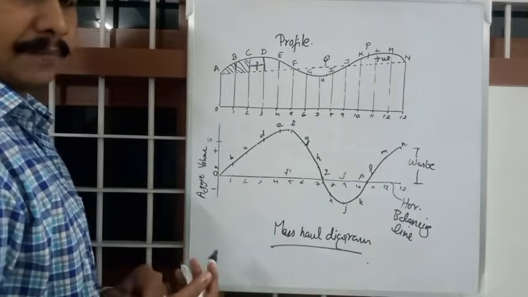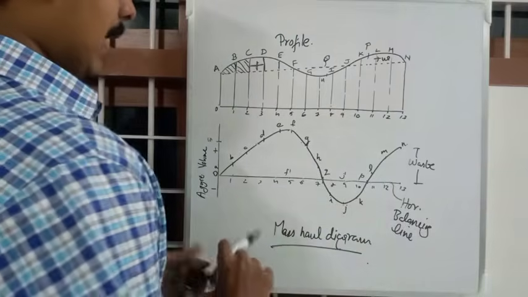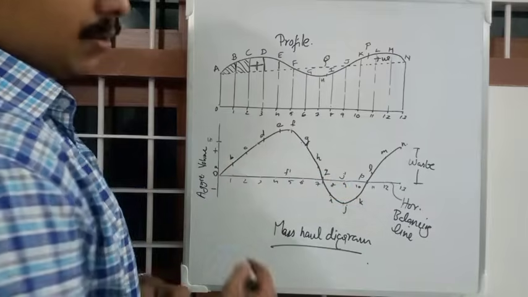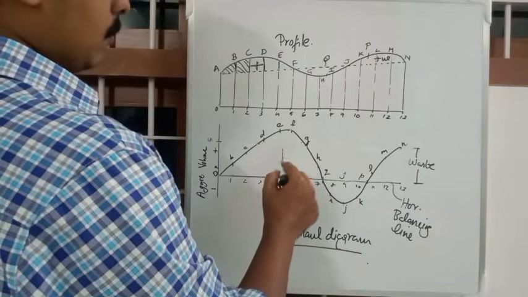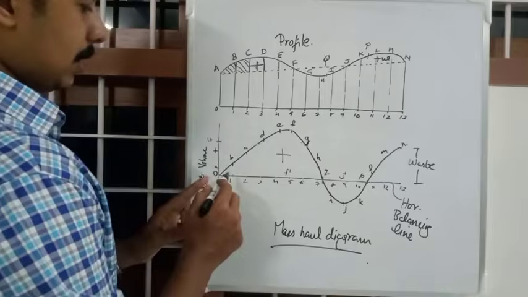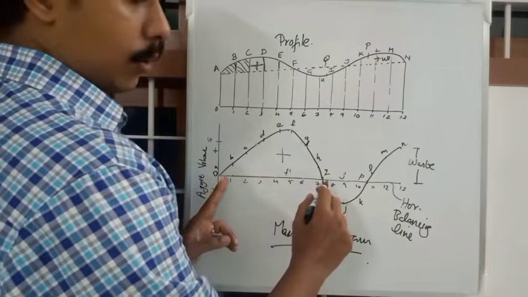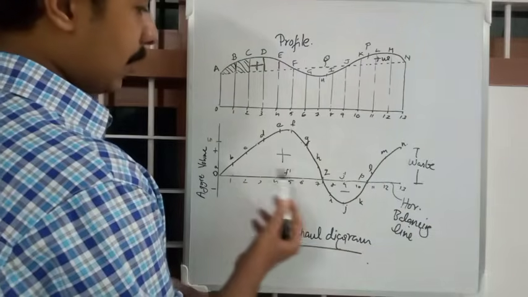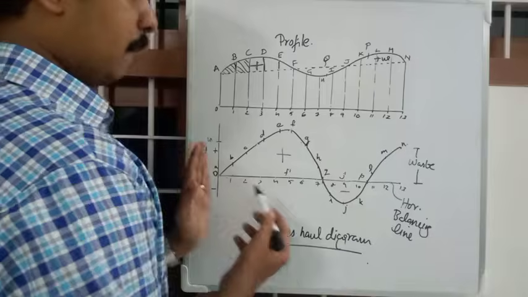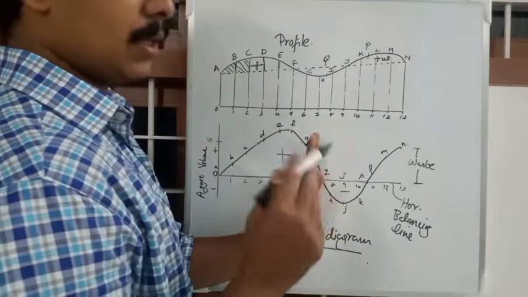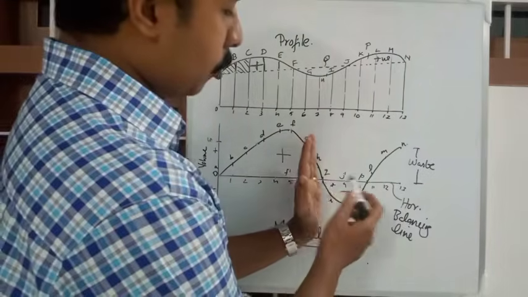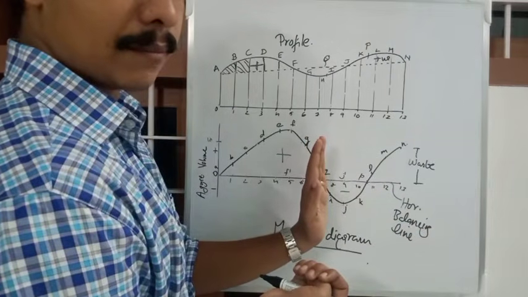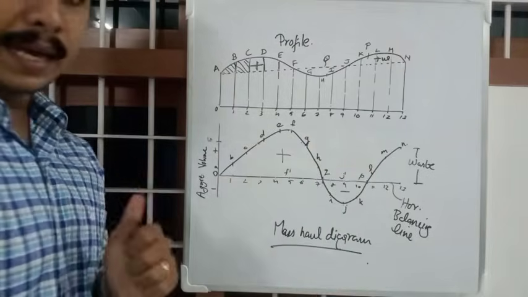Understand? So the seventh point is, as the horizontal balancing line intersects the curve, the positive portion indicates forward hauling and the negative portion indicates backward hauling. In this A to Q, there will be forward hauling. When it reaches Q, there is no earth left. So from Q to P, we will be pulling earth, backward hauling. That is the seventh one. Eighth one.